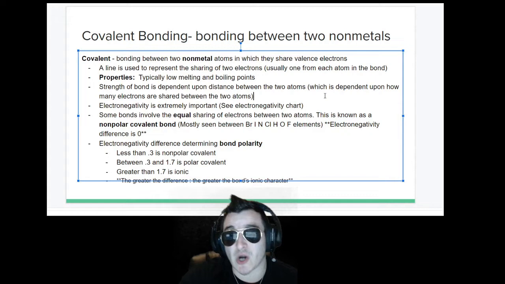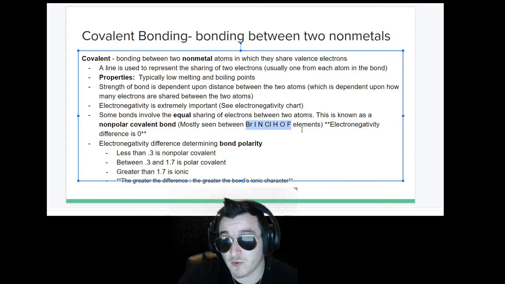But equal sharing is what is known as a non-polar covalent bond, and we'll discuss polarity here pretty soon. And this is mostly seen between our diatomic elements. Any atom attached to itself is going to be a non-polar bond, right? If you're in a tug-of-war battle with yourself, who's going to win? If it's an exact clone of yourself, it should be a dead-even tie.